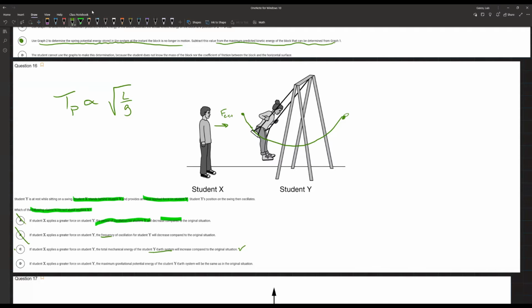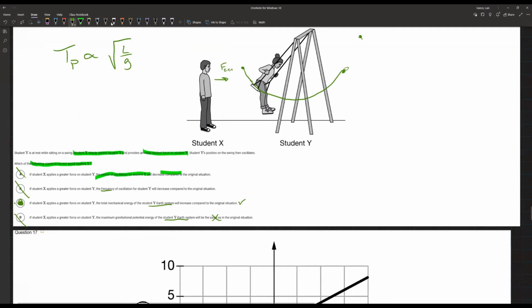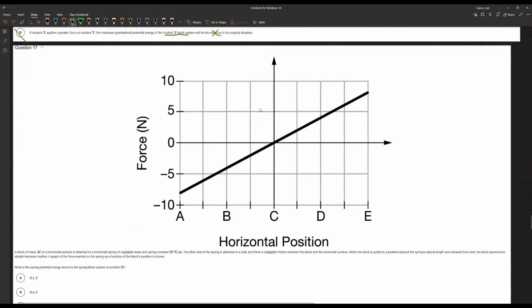Let's go ahead and look at D. If student X applies a greater force, the maximum gravitational potential energy of the student Y-Earth system will be the same as the original. No, they're going to go higher. It's not going to be the same as before. So C is the best answer choice. Let's go ahead and look at the next question, and let me know if we have any questions.